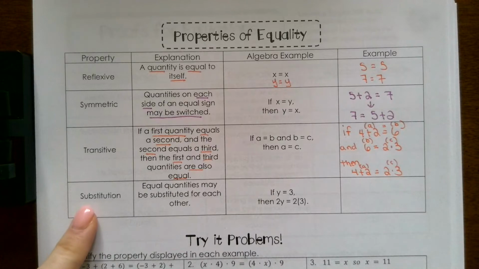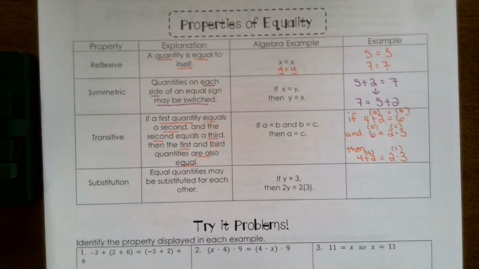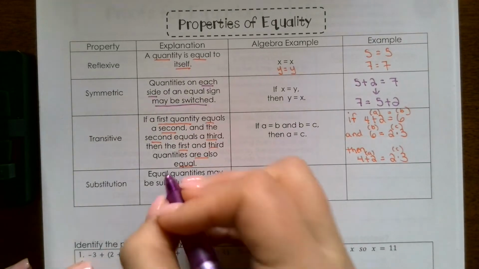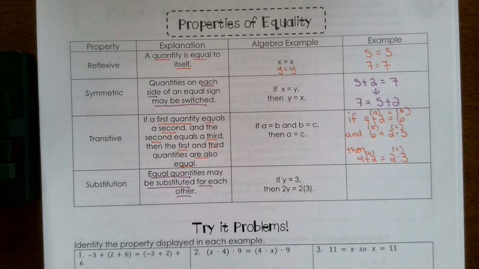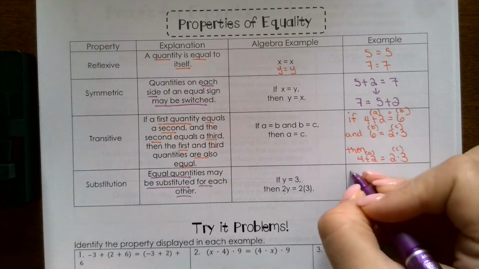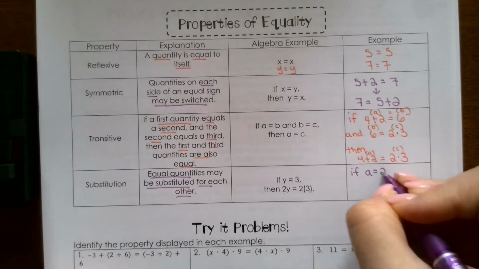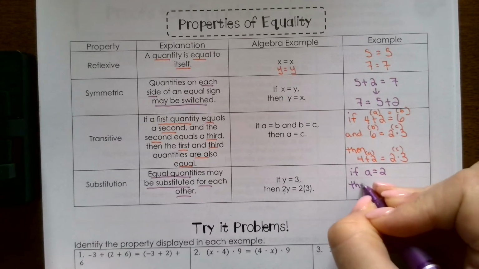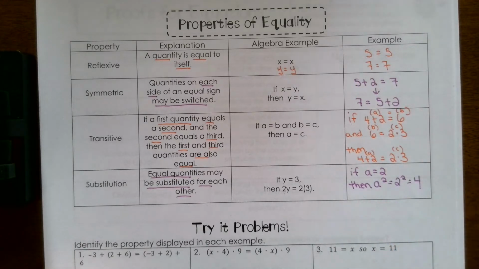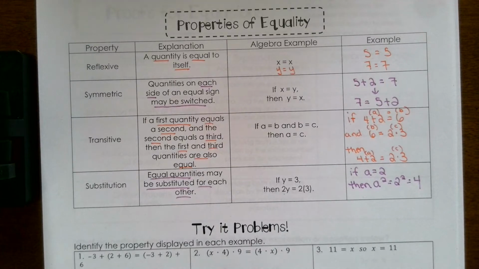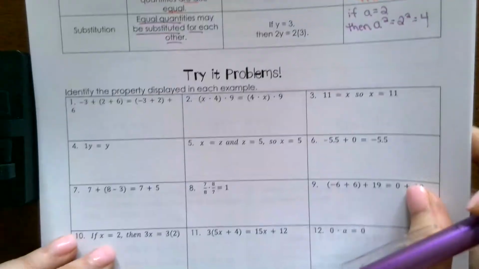Last up is substitution, and you have been using this property for a long time, but equal quantities may be substituted in for each other. It's how we substitute replacement values into expressions. If y equals 3, then 2y equals 2 times 3. Another example, if a equals 2, then a squared equals 2 squared, which equals 4. Substitution. I'm also going to do the try-it problems in this video on page 6, so we can just discuss.